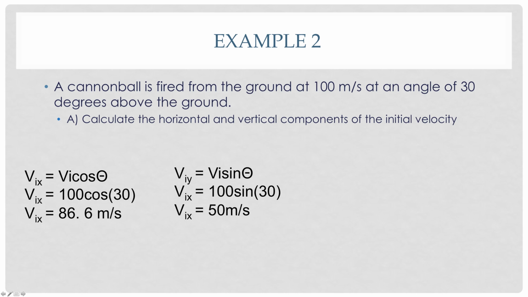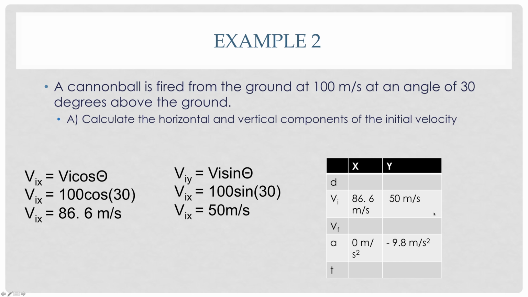VIX is equal to 100 cosine 30. That gives you 86.6. VIY is 100 sine 30. That gives you 50. You will not use this 100 meters per second again. I have had kids every year, they do this perfectly on the test, and then they get to part B, and they, for some reason, go back to using this 100, all right? These numbers are what you're going to use in your calculations.